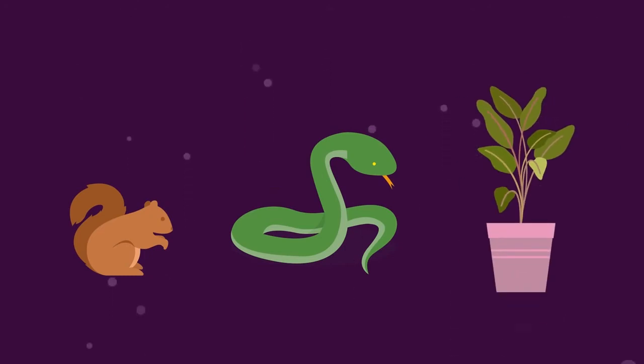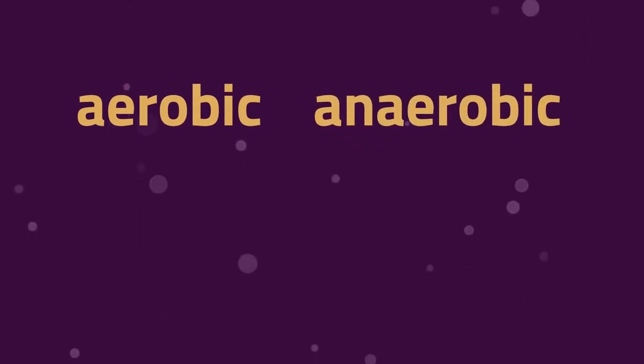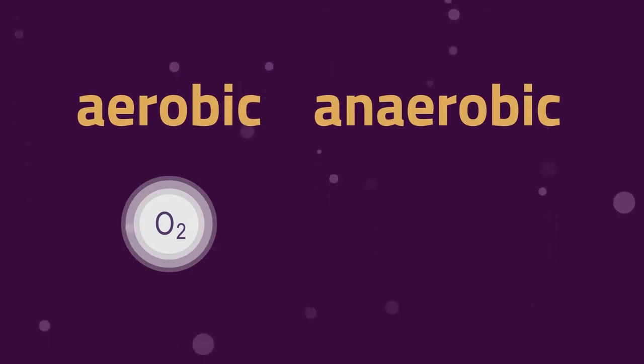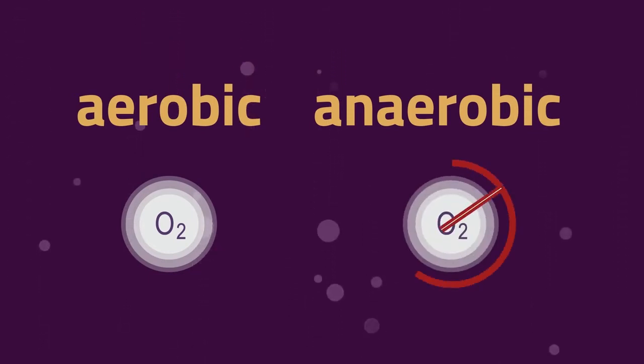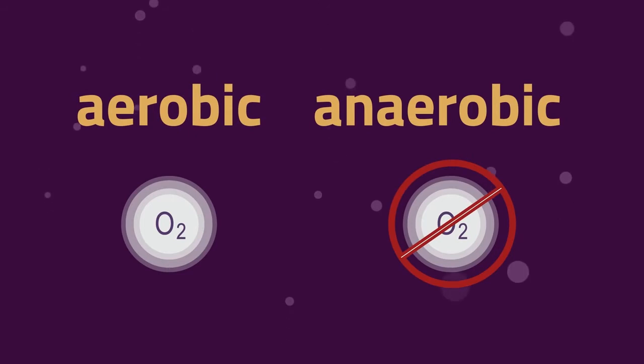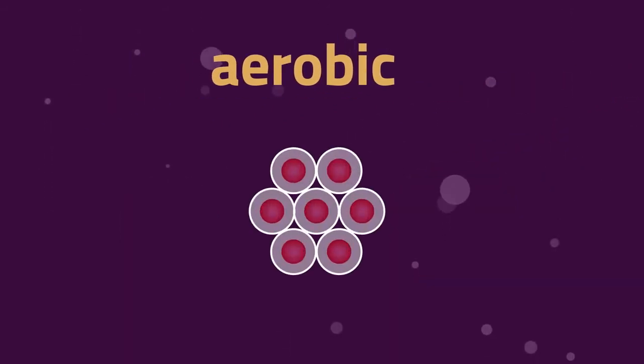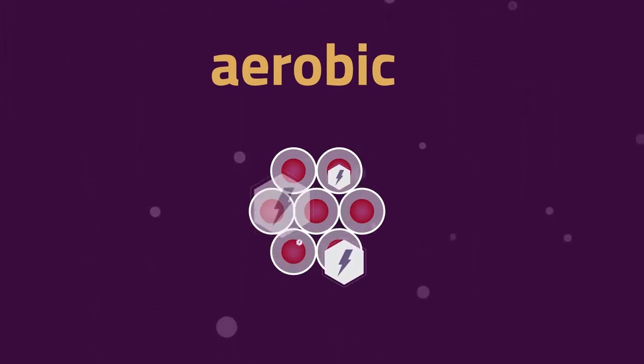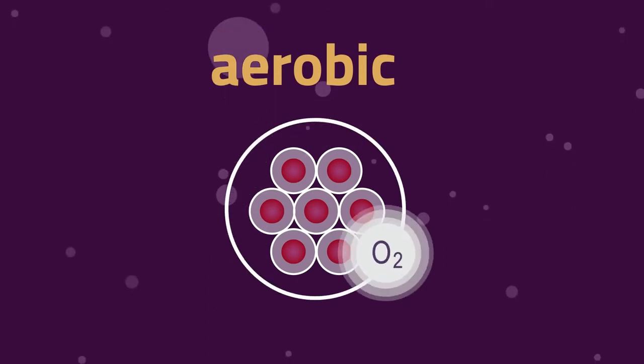There are two types of respiration: aerobic and anaerobic respiration. Aerobic means with air, and so needs oxygen, whereas anaerobic respiration doesn't need oxygen. Let's start by looking at aerobic respiration. Aerobic respiration releases energy in cells by breaking down food substances whilst in the presence of oxygen.